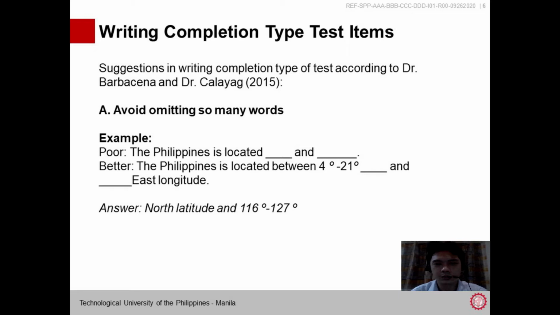Ang statement na to ay isang poor na completion test item kasi hindi malinaw kung ano yung sasagutan ng student. Kung ako ang estudyante magsasagot nito, maguguluhan din ako at hindi ko rin ito masasagutan kasi halatang sobra-sobra yung words na tinanggal para pasagutan tong test na to. So ganito yung mas okay na version netong test item na to. The Philippines is located between 4 degrees, 21 degrees blank and blank east longitude. Kung ikaw yung estudyante na nag-aral talaga dito sa particular topic na to, which is obviously location of the Philippines, alam mo yung eksaktong part na ilalagay yung sagot na north latitude and 116 to 127 degrees.